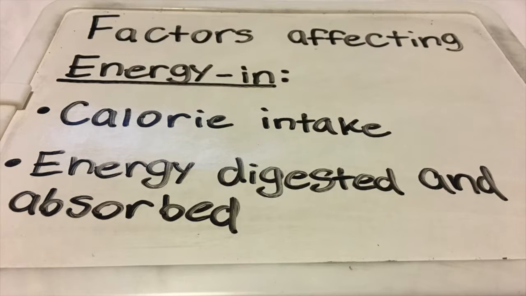So now we will go over the factors affecting your energy. To begin with, the factors affecting energy in are calorie intake and energy digested and absorbed. And lastly, we have factors affecting energy out. For starters, you have physical work, which is essentially exercise or any type of movement. Then you have heat, and there are several sub-factors of heat: heat from physical work, heat from the thermic effect of food, heat from metabolism, and heat from thermoregulation.